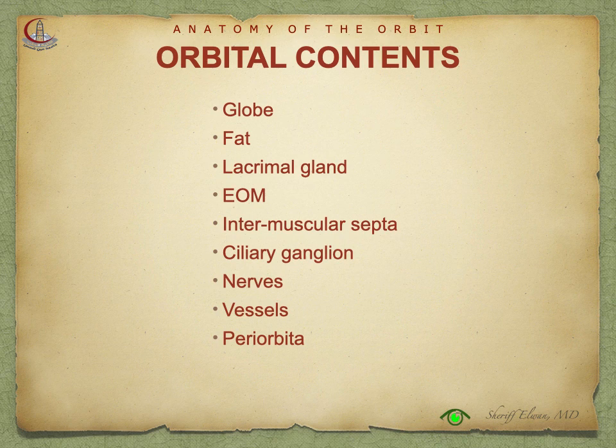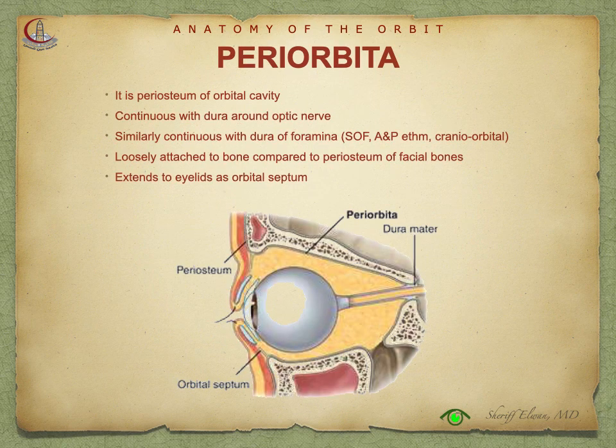Needless to say, the orbital contents are the globe, the fat, the lacrimal gland, the extraocular muscles, the intermuscular septa, the ciliary ganglion, the nerves and vessels, and the periorbita. And here we have to describe the periorbita.